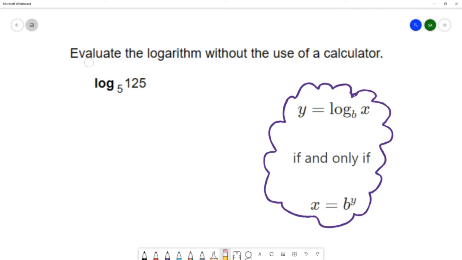In this question, we want to evaluate a logarithm without the use of a calculator. The logarithm that we want to evaluate is log base 5 of 125.